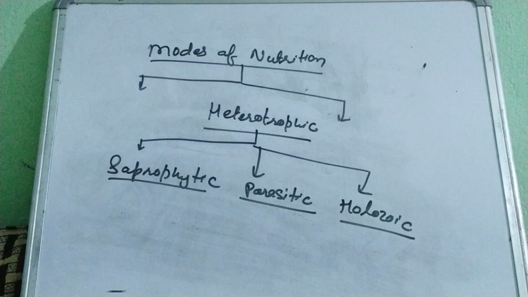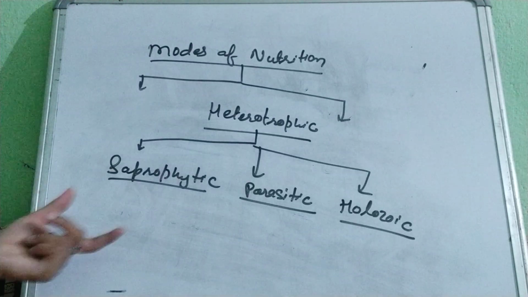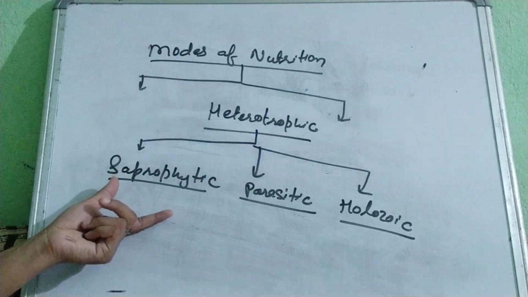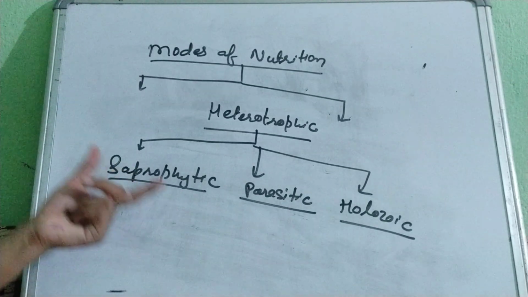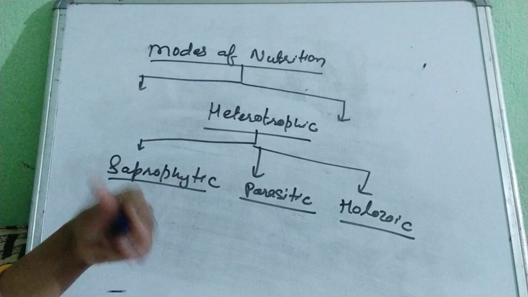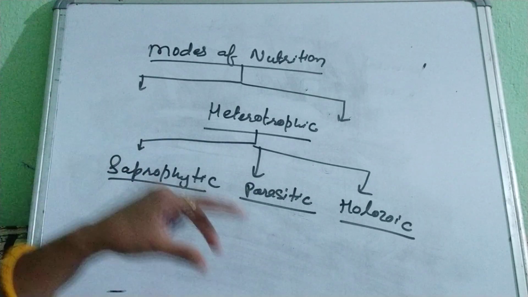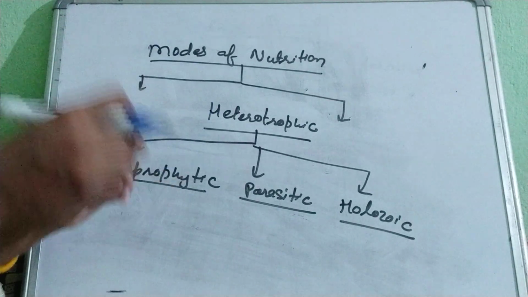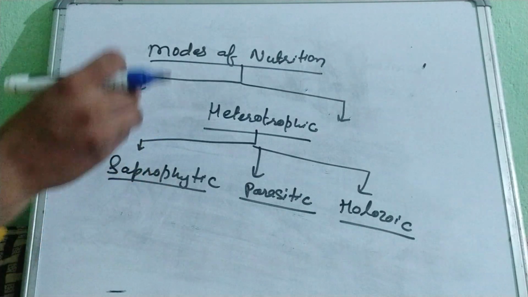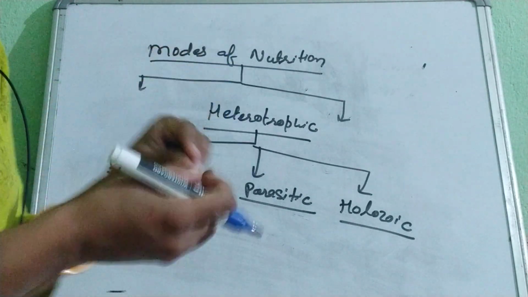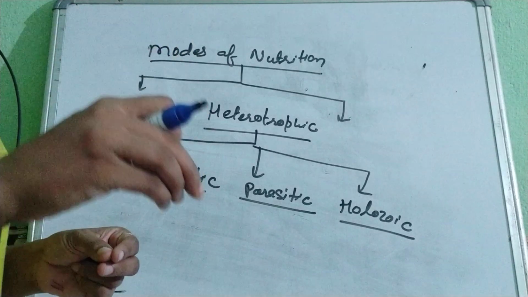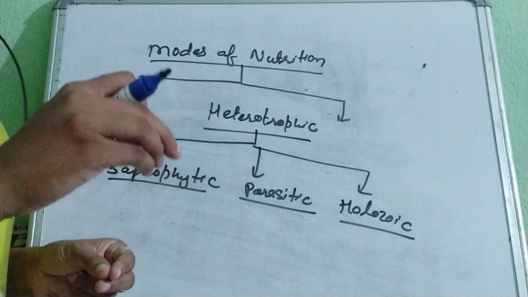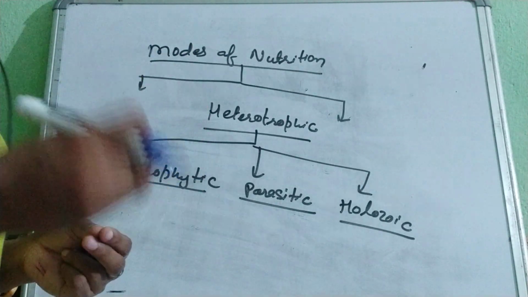So it is very clear, even you all know the meaning of saprophytic. Saprophytic means that in this mode of nutrition, organisms obtain their food from dead and decayed plants and organisms. So how do they obtain it? Very simple: saprophytic organisms produce digestive enzymes over the dead parts of animals and plants. Then after that they digest them.